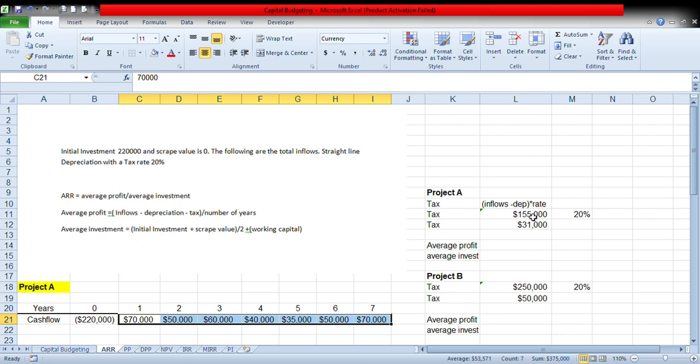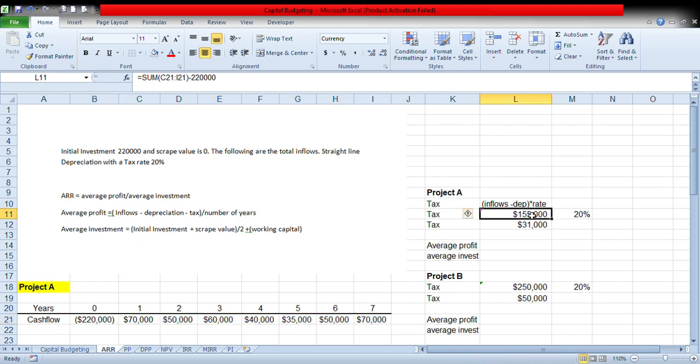3,75,000 minus $2,20,000, right? So I get 1,55,000. Multiply by 20%, so I get the tax of project A. Understand? Okay.